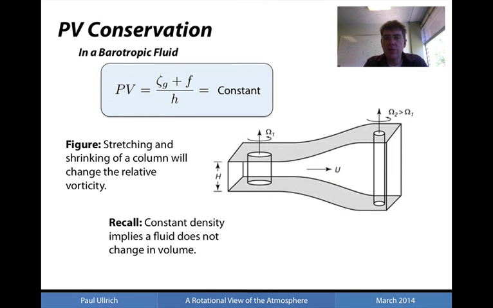So for potential vorticity conservation then, if we have a fluid column simply moving through a particular fluid regime, stretching and shrinking of the column will change the relative vorticity associated with the fluid column. And the use of constant density here is important in order to draw the conclusion that the fluid cannot be shrunk or expanded due to compressibility effects.